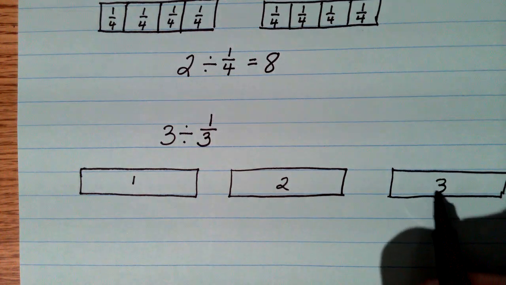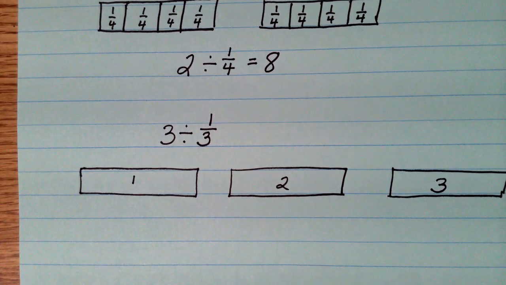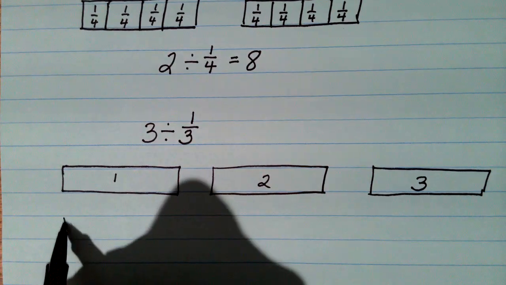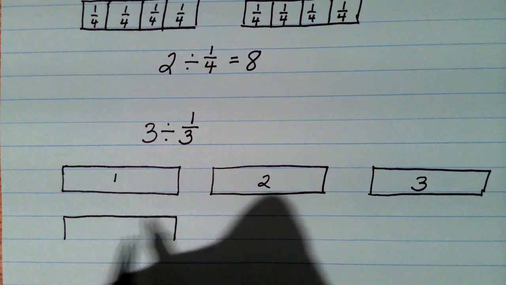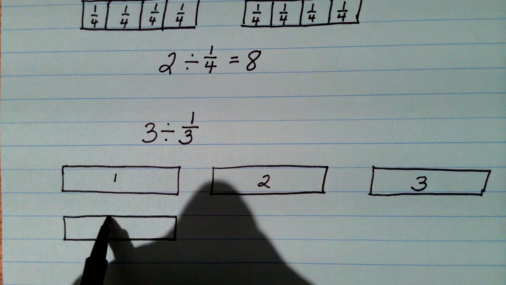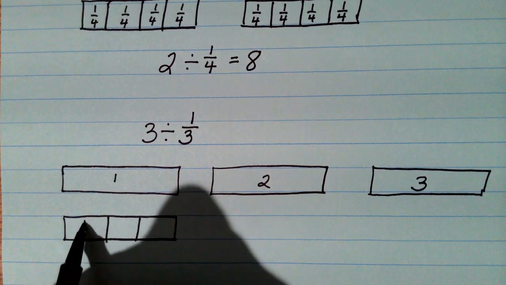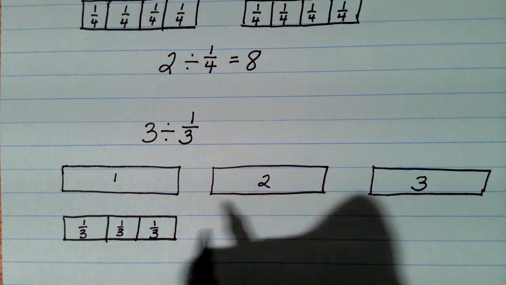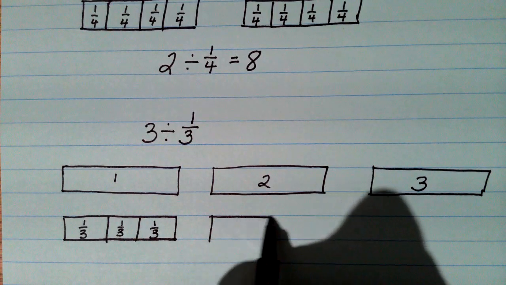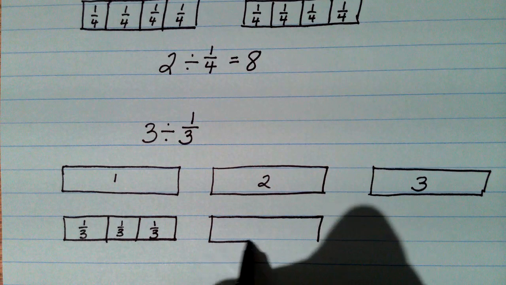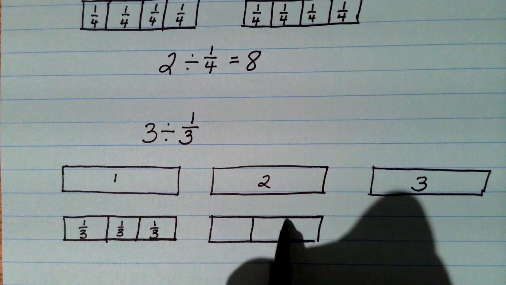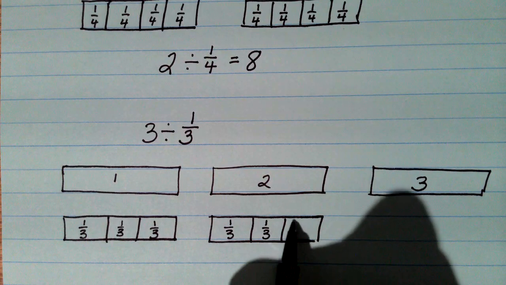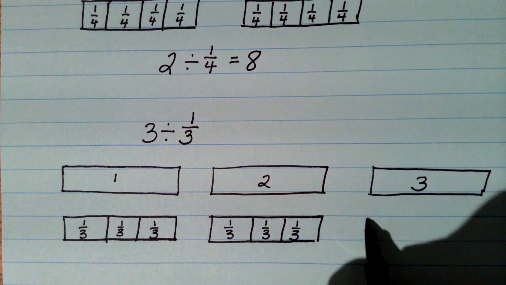Now we're going to show that we divide each of these wholes into 3s. Our first one, this represents the first whole, is divided into 1/3, 1/3, 1/3. Our second one is going to have 1/3, 1/3, and 1/3.